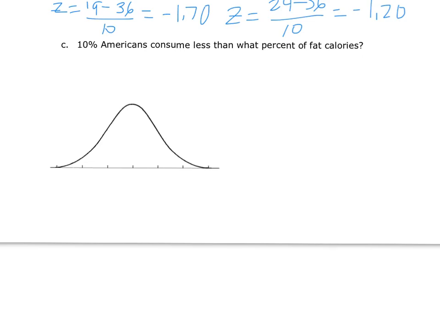Let's look at this one. 10% of Americans consume less than what percent of fat calories? So labeling our density curve, 10% of Americans consume less than what percent? So 10% is a small amount. We're wanting some value that 10% is less than. So that's going to be over here somewhere. So we're looking for that unknown value of x.